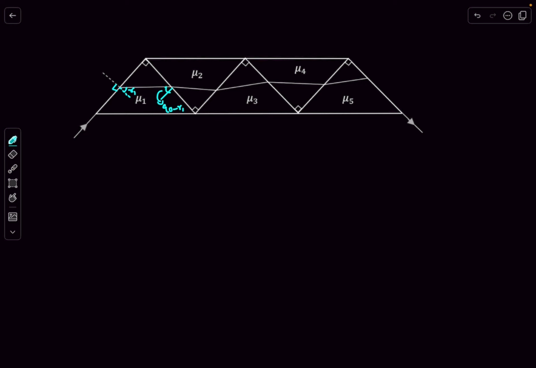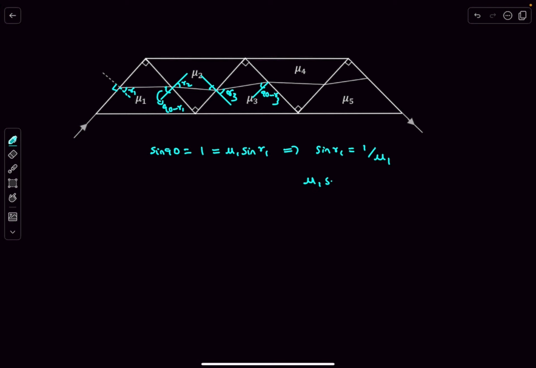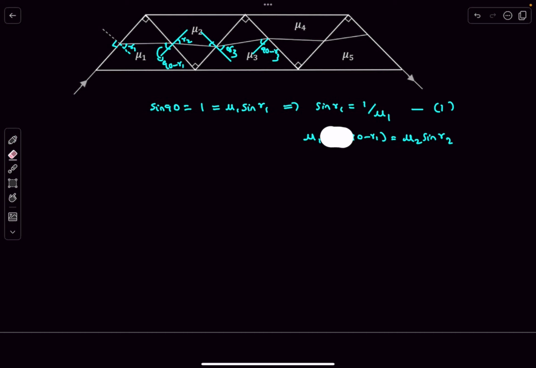So now 90 minus R1 is the incidence angle for the second prism. Let's say this angle is R2, so this angle will be 90 minus R2. And let's say this angle will be 90 minus R3, and you get the idea, right? So let's write the Snell's law equation for these surfaces first. Sine 90, which is 1, equals mu1 sine R1, so sine R1 is 1 by mu1. Similarly, mu1 sine of 90 minus R1 equals mu2 sine R2. Sine of 90 minus R1 is just cos R1, so I'm just going to write it like that.